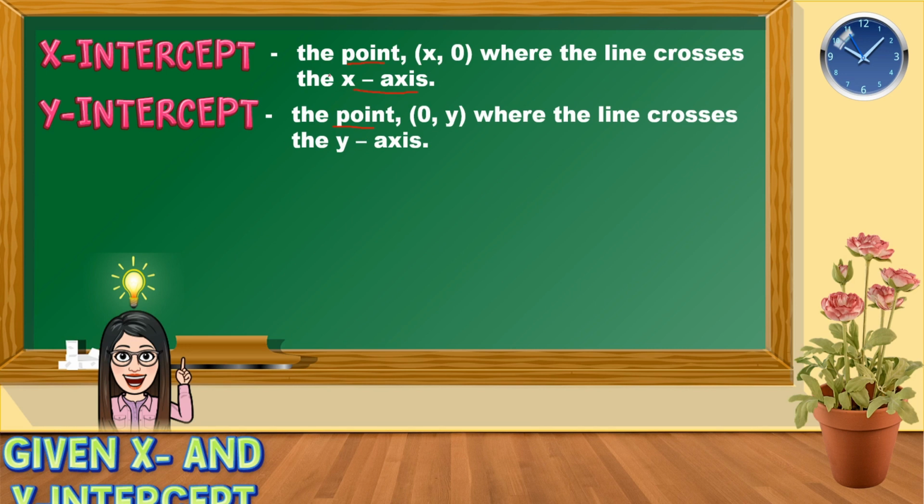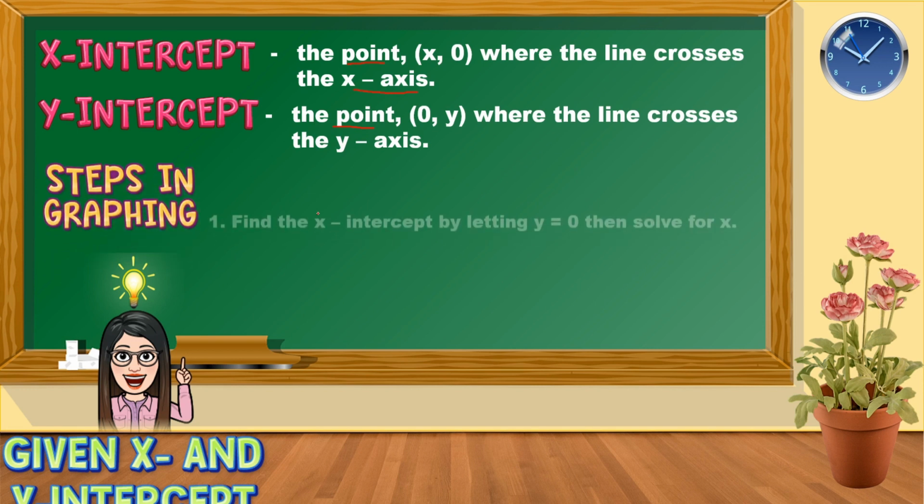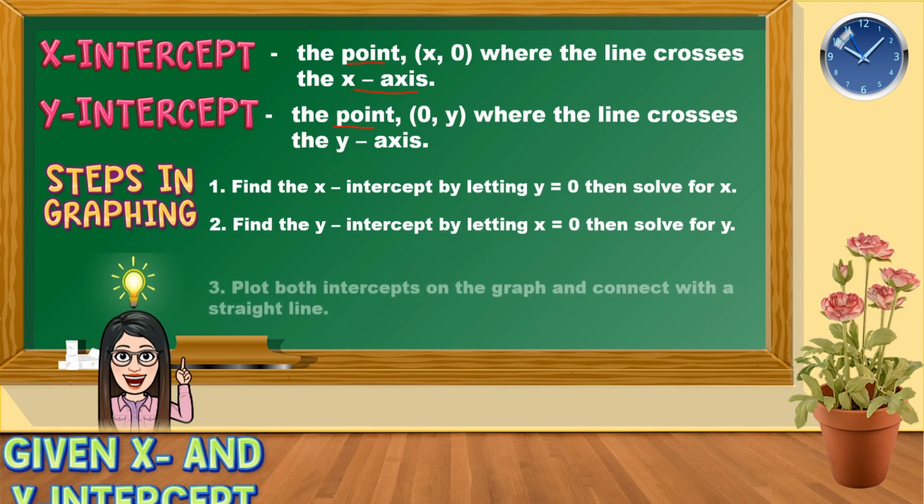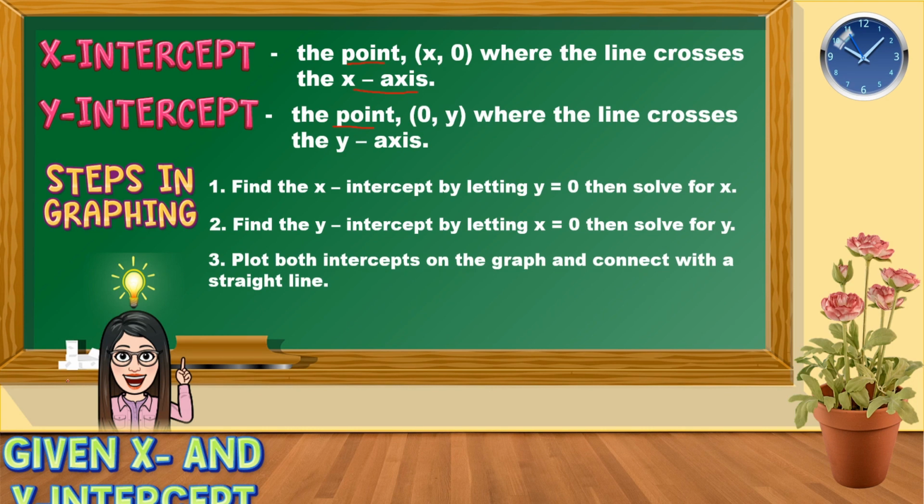Okay, so how do we plot or how do we graph linear equations in two variables given the x-intercept and the y-intercept? So here are the steps in graphing. The first step is find the x-intercept by letting y equal 0, then solve for x. Second step, find the y-intercept by letting x equal 0, then solve for y. Third step is plot both intercepts on the graph and connect with a straight line.